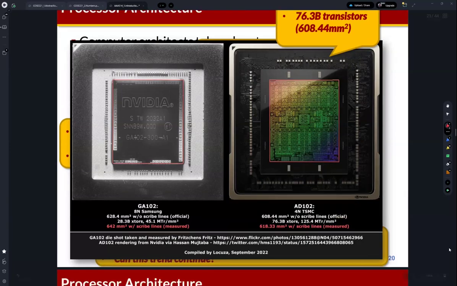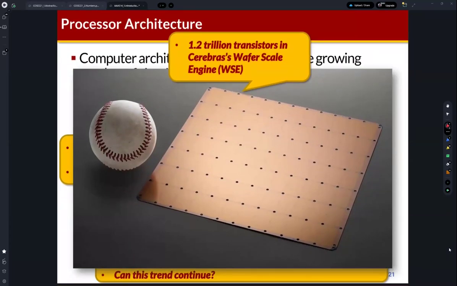But this is a very crazy chip. This is the wafer scale chip. So crazy, actually. The 1.2 trillion transistors in the wafer scale engine. It includes the 1.2 trillion. But as you can see, the area is very large.